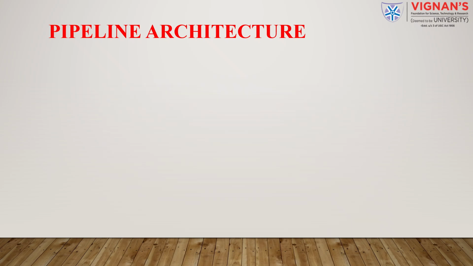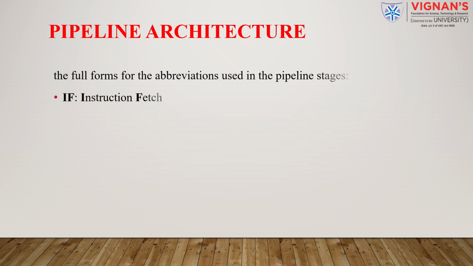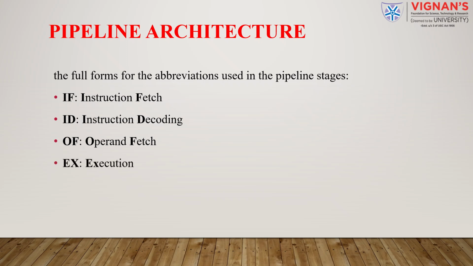Just to ensure we are all on the same page regarding the notation used in that diagram and for the rest of the talk, here are the standard abbreviations. IF stands for instruction fetch. ID stands for instruction decoding. OF stands for operand fetch. EX stands for execution. These are the building blocks of the pipeline.